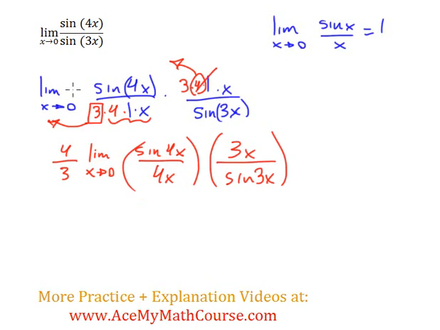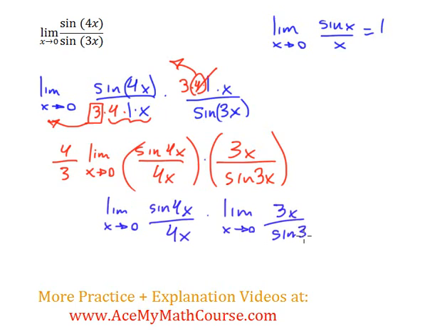Look at that. What a mess. But now it's going to work out pretty well. Why is that? I'm just going to split these up, and I'm going to say the limit as x approaches 0 of sine 4x over 4x, I'll multiply that by the limit as x approaches 0 of 3x over sine 3x. And don't worry, I haven't forgotten the 4 over 3 outside.